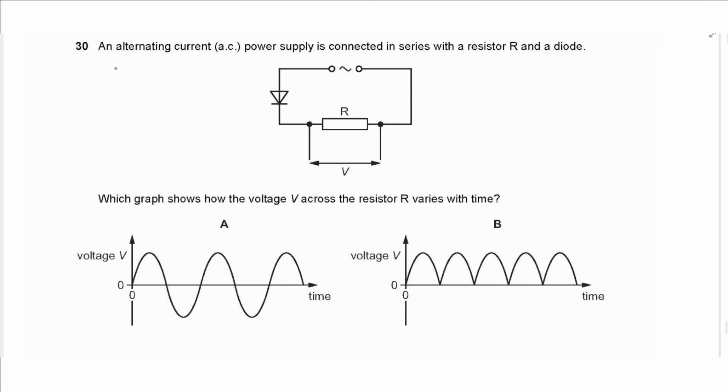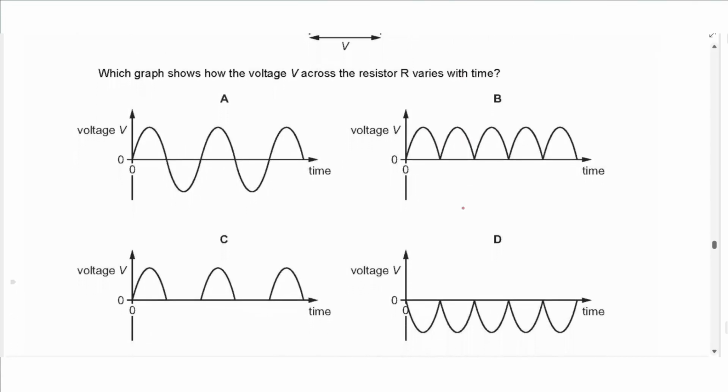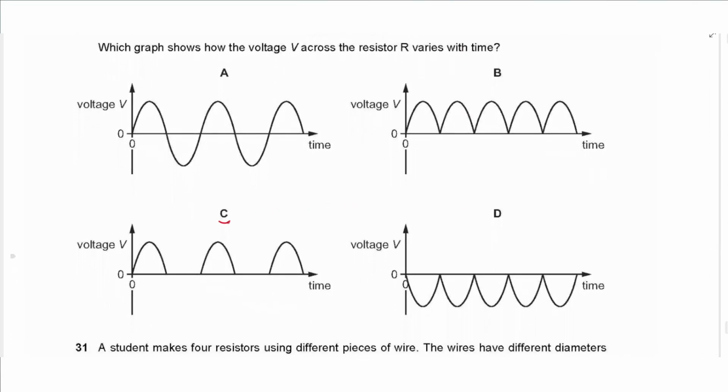Question 30 says an alternating current power supply is connected in series with a resistor and a diode, one diode. Which graph shows how the voltage V across the resistor R varies with time? So one diode would cause half-wave rectification, so the answer is C, since half the time the current is not conducted in the circuit.